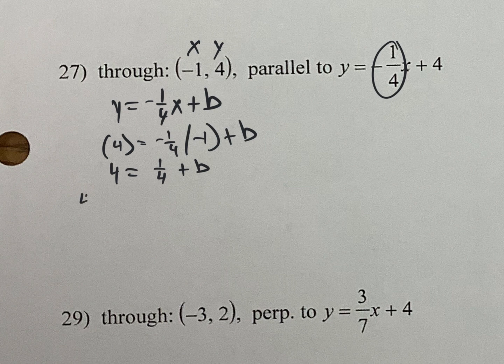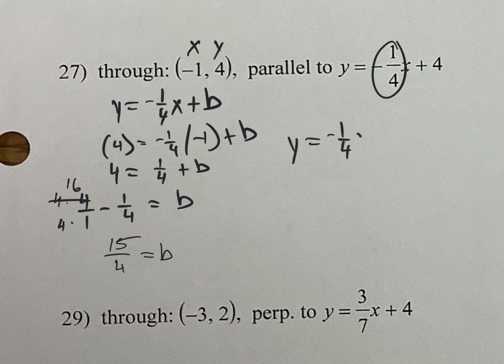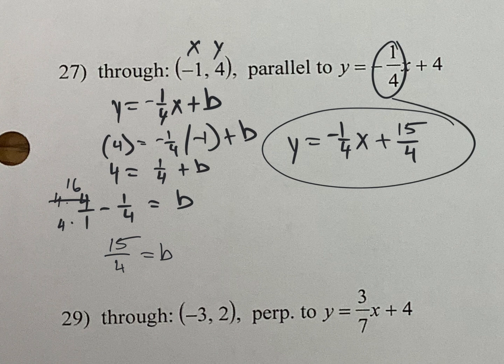So we subtract 1/4 from 4 on the left. Get a common denominator. 16 minus 1 is 15 all over 4. Then rewrite your equation. Please. Okay, so y equals negative 1/4 x plus 15/4. And that's the equation of your parallel line going through a different intercept.